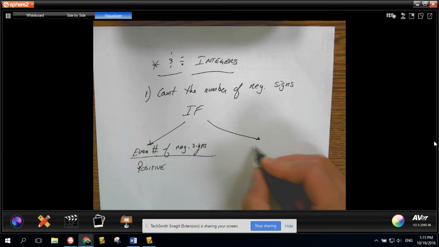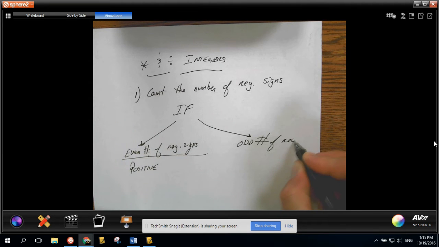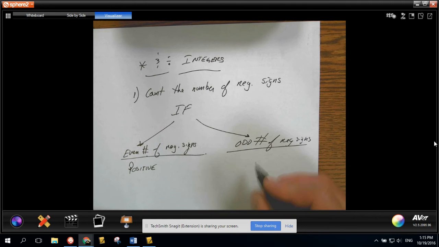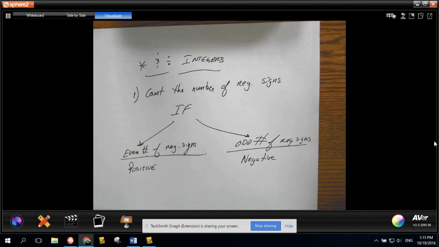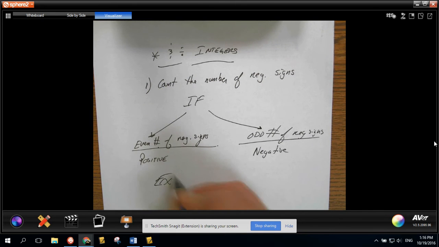If we have an odd number of negative signs, then my answer is going to be negative. So if you're multiplying numbers and you just see one negative sign, it's going to be a negative answer. If there's 3 negative signs, it's going to be a negative answer. We did a couple of examples.